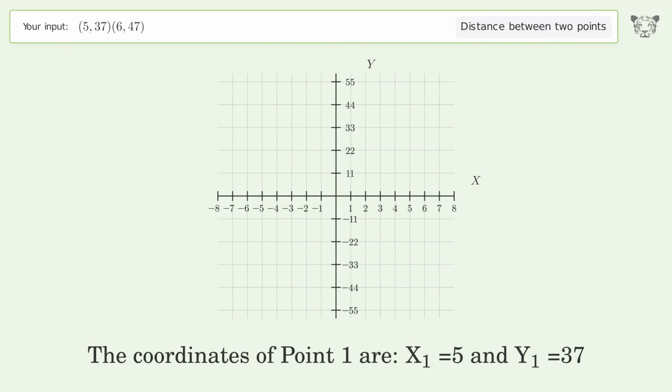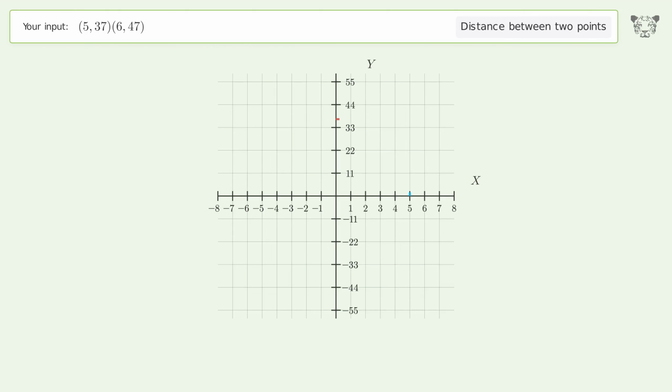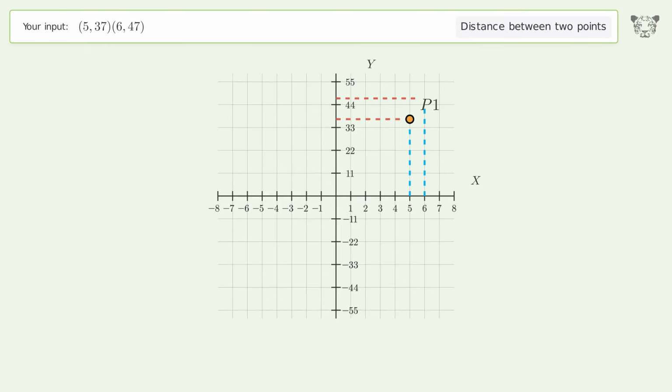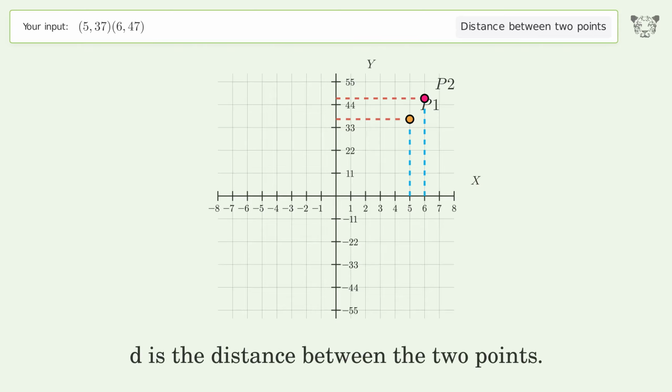The coordinates of point 1 are x1 equals 5 and y1 equals 37. The coordinates of point 2 are x2 equals 6 and y2 equals 47. D is the distance between the 2 points.